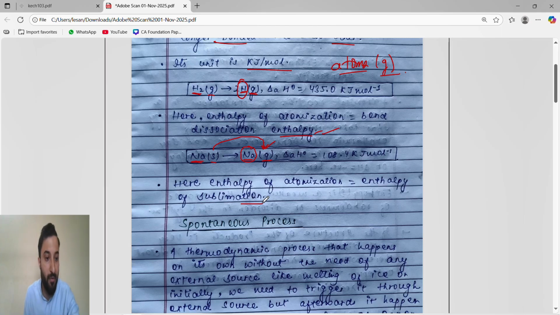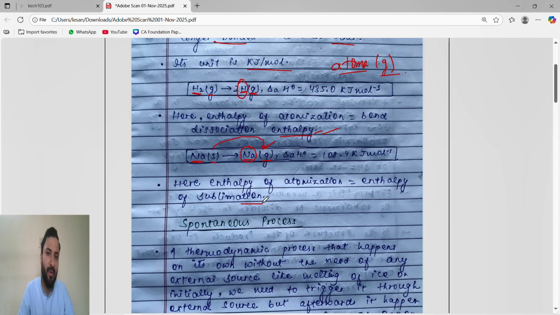If we are going to convert the phase from solid to gas, that is called enthalpy of sublimation. So understand one thing, enthalpy of atomization is not only that. Enthalpy of atomization means energy required to get the atoms, and the atoms should be in which phase? Gas phase. Yes.